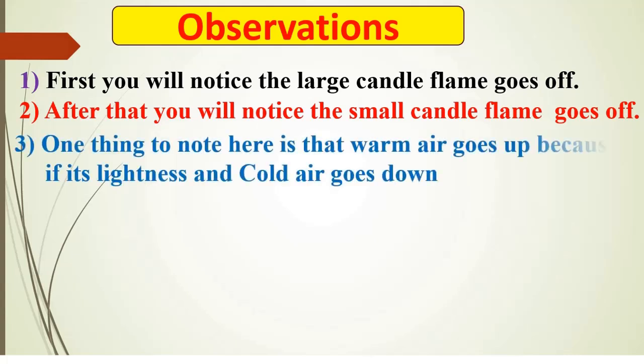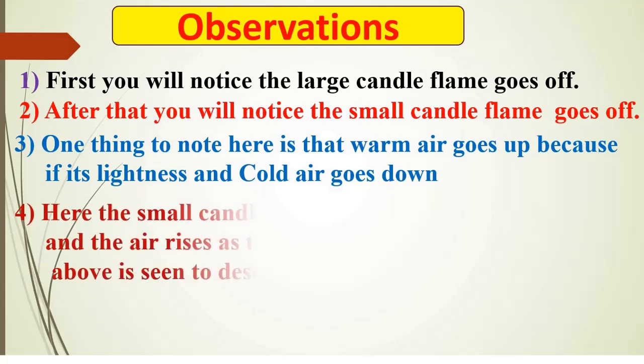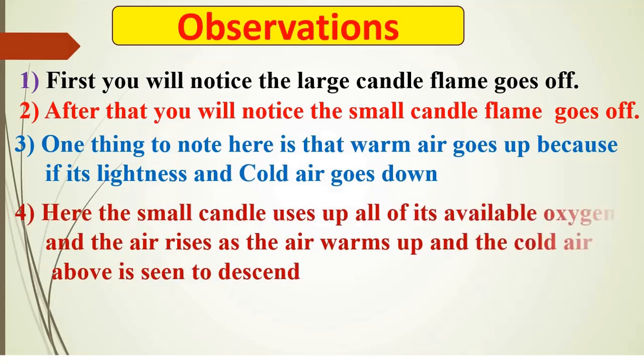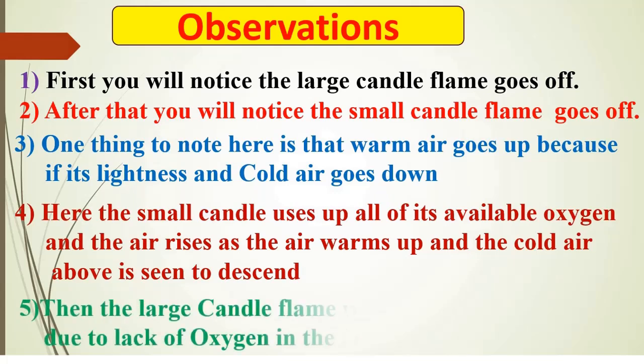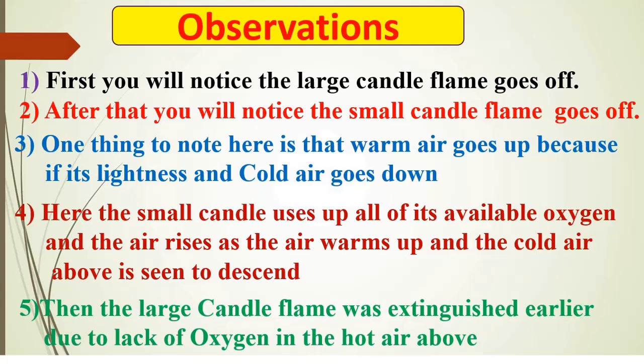One thing you note here is that warm air goes up because of its lightness and cold air goes down. Here the small candle uses up all its available oxygen and the air rises as it warms up, and the cold air above is seen to descend. Then the large candle flame was extinguished earlier due to lack of oxygen in the hot air above.